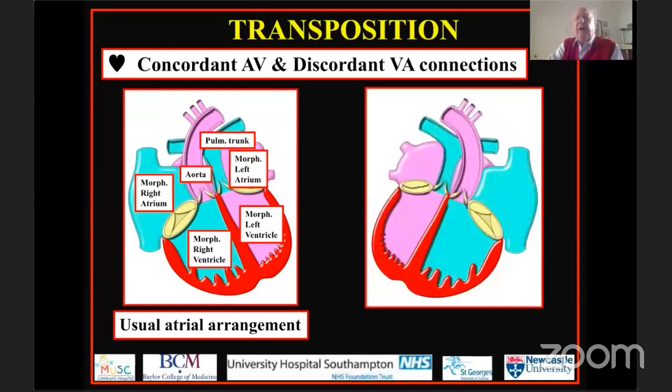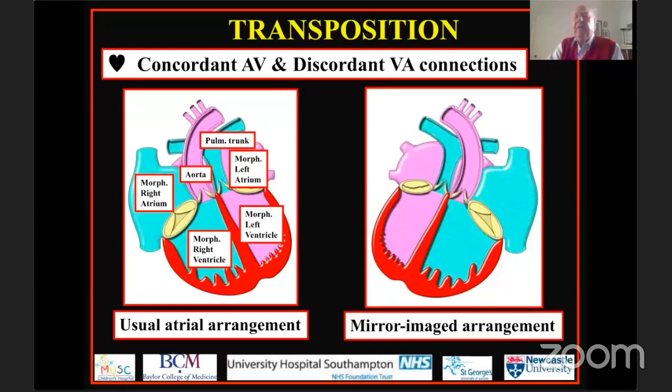But on rare occasions, you can find this situation. Here, we have mirror-imaged arrangement. So the morphologically right atrium is now left-sided. It's joining into a morphologically right ventricle, which is also left-sided and now is showing left-handed ventricular topology. And it is giving rise to the aorta, which again returns the blood back in parallel rather than in series.